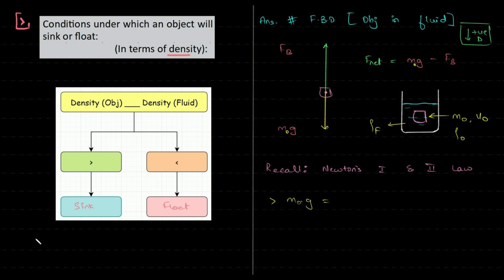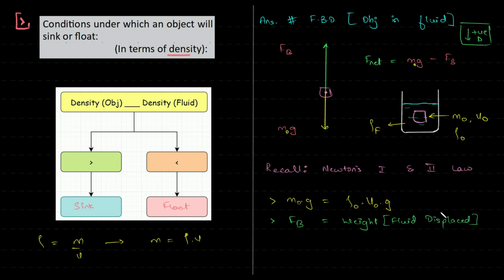Density is given by mass by volume. So we have mass is equal to density times volume. So this is density of the object times volume of the object times acceleration due to gravity. Agree? Next thing is we have Fb. Fb is nothing but your buoyant force, that is equal to the weight of the fluid displaced.